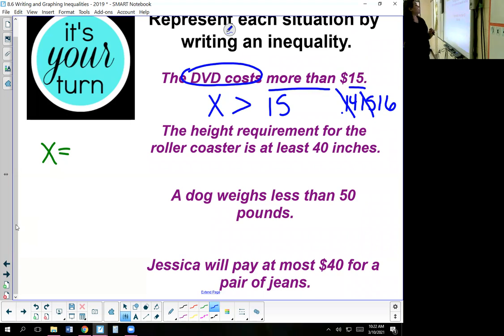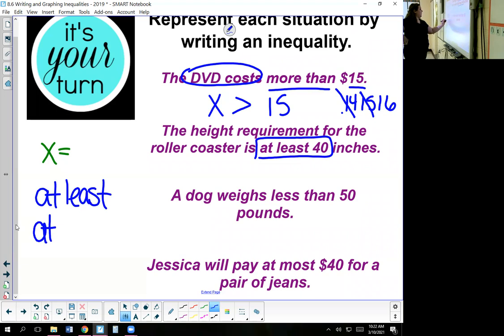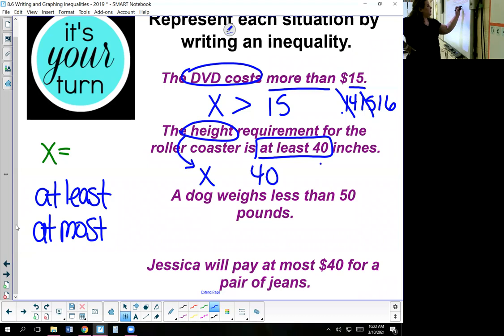Next one. Height requirement for the roller coaster is at least 40. So I'm going to show you here in a second what the difference is between at least, and then you'll see sometimes this word at most. These are the ones that kids get messed up all the time. What I'm going to tell you is think about grades. Okay. Height for the roller coaster is you have to be at least 40 inches. So X is your height. At least 40. So 39, 40, 41.